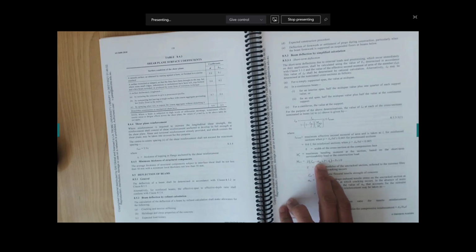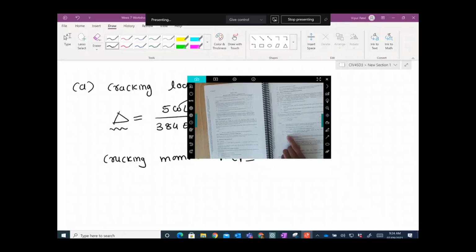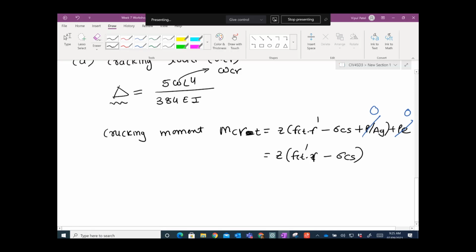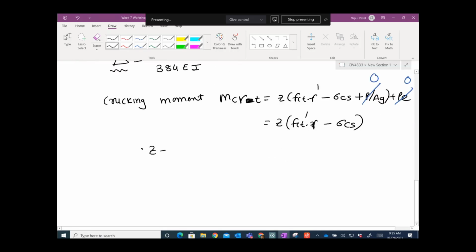Z (f'ct.f − σcs + P/Ag). Now P is the force in tendons. We don't have pre-stress, so we take P equal to 0. So I copy that equation. M crack. Let's put the t here as the standard wants. Z (f'ct.f − σcs + P/Ag + Pe). Now this one gets 0, this one gets 0. So finally you have M crack = Z (f'ct.f − σcs). That is the equation. So let's work out each parameter one by one.